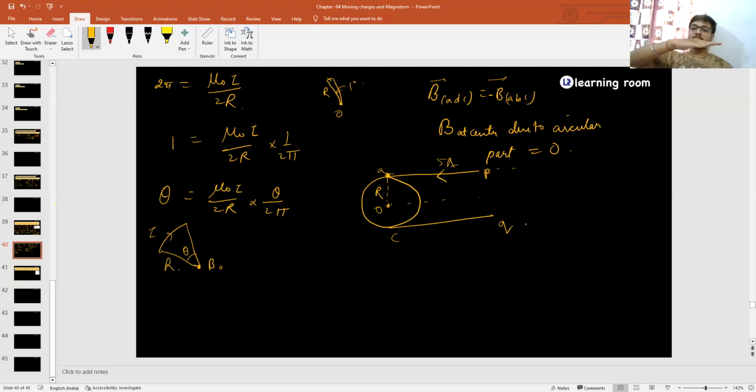Are you getting my point? Yes, sir. And place your thumb perpendicular to the fingers. Your thumb will give you the direction of magnetic field. Place your fingers along the current, palm facing the point, thumb perpendicular. Tell me where the thumb is pointing.